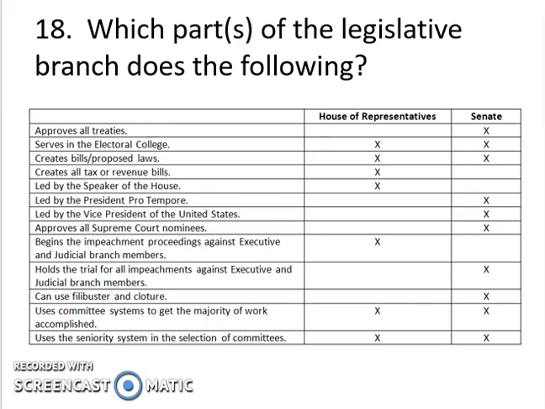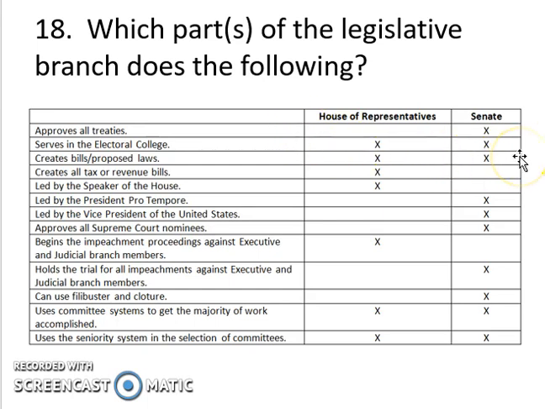Question 18 is asking you which part or parts of the legislative branch do the following actually apply to. So the Senate is going to approve all treaties. The Senate mainly deals with foreign affairs stuff, so that's going to be their area. The House and the Senate both serve in the Electoral College. So North Carolina has 15 Electoral College votes. We have 13 House members, 2 senators. So they vote in December of 2020 for our president, for us.